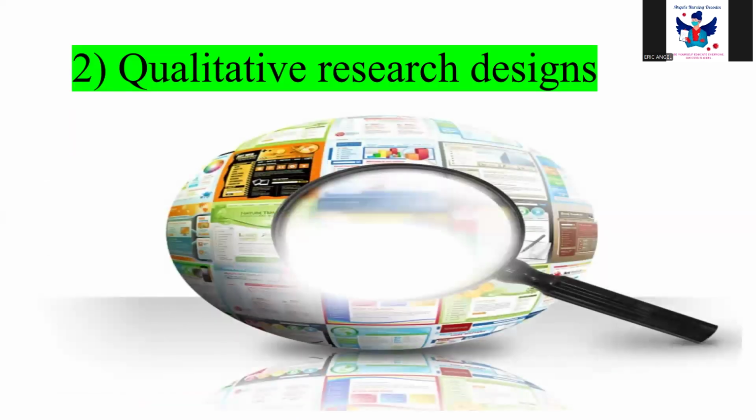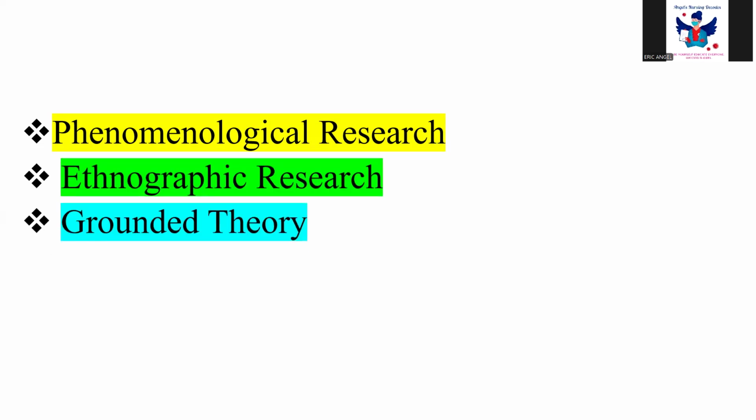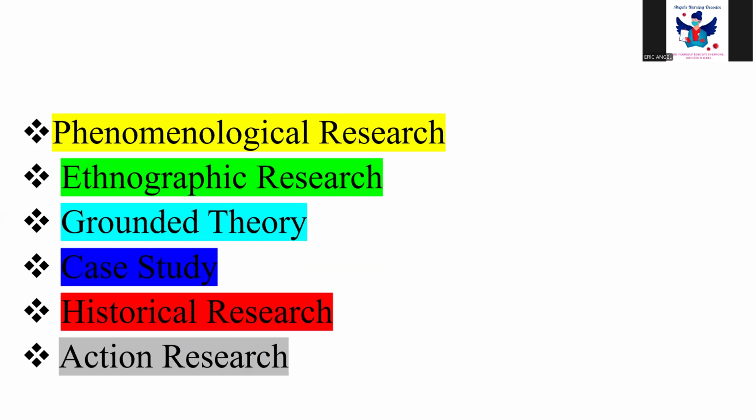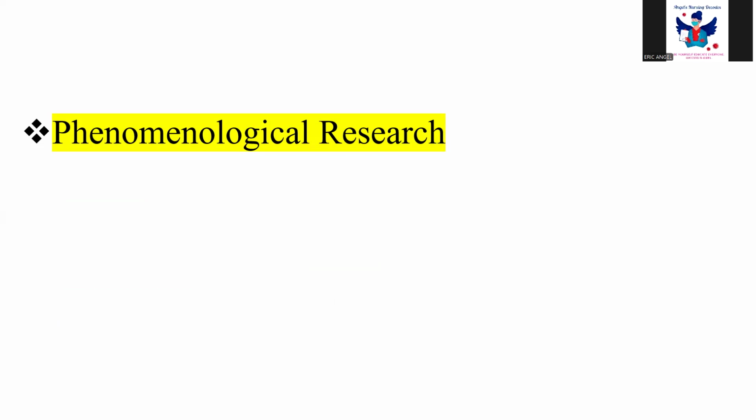Next, let's see about qualitative research design. There are 6 types of qualitative research design. First is phenomenological research. Second, ethnographic research. Third, grounded theory. Fourth, case study. Fifth, historical research. Last one, action research. Let's see one by one.